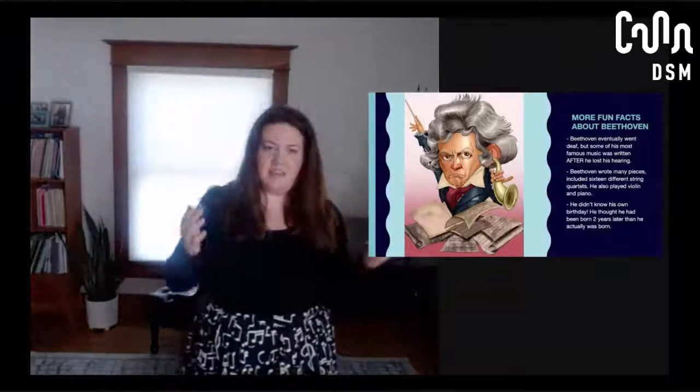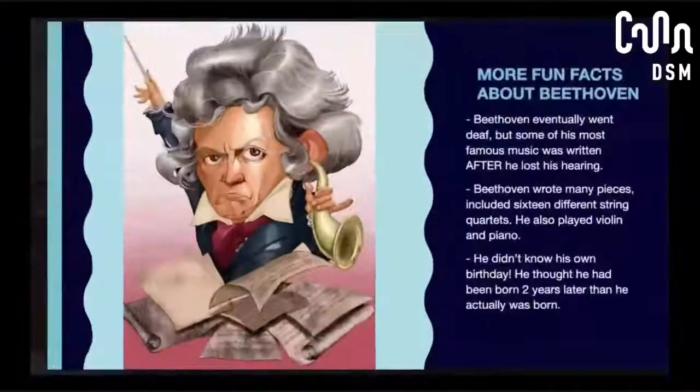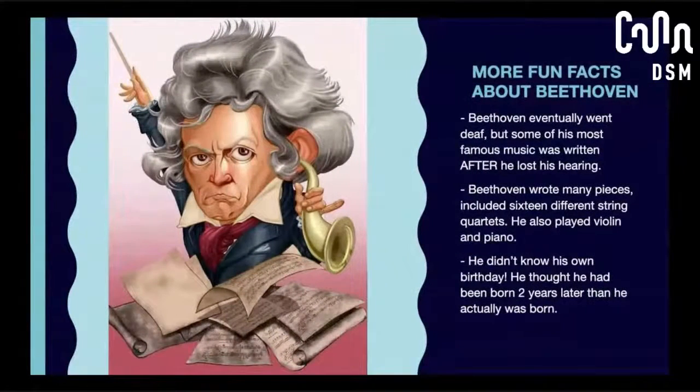One interesting fact about him, he apparently didn't fully know his birthday. He thought that he was born later, so that he was younger. And I think that's because people said it might have been because his dad wanted him to be considered like a virtuoso when he was really young. So if we made him sound younger, it would be more impressive when he was really good at piano. But that was apparently an interesting fact about Beethoven. He wasn't sure what year he was born.